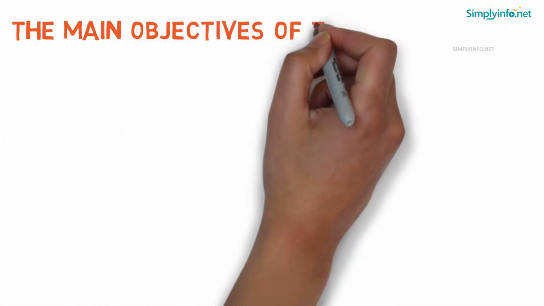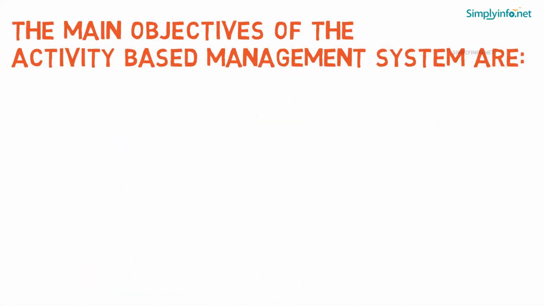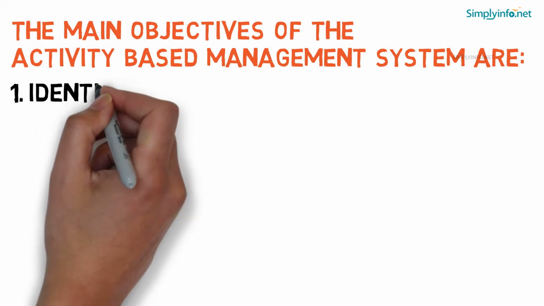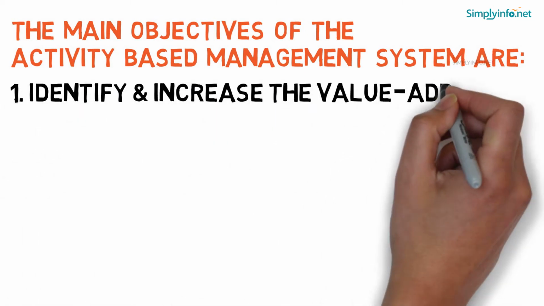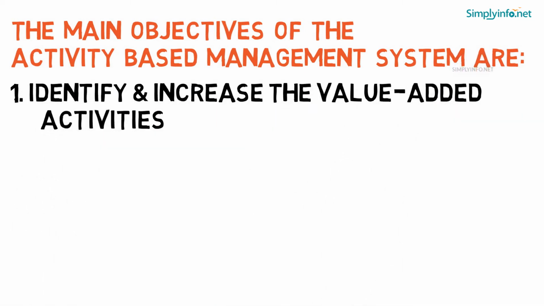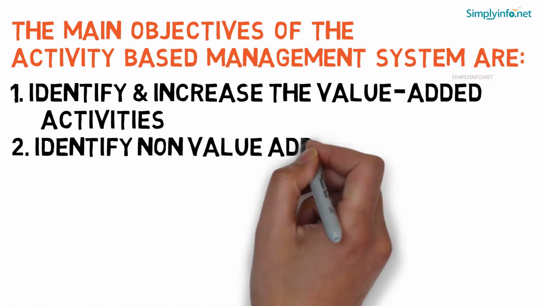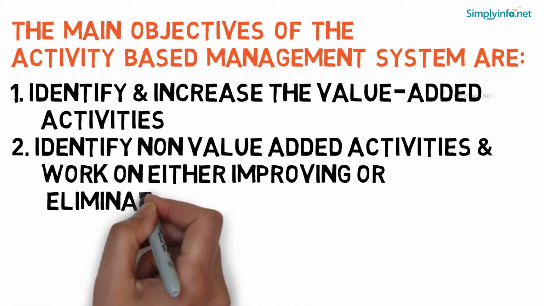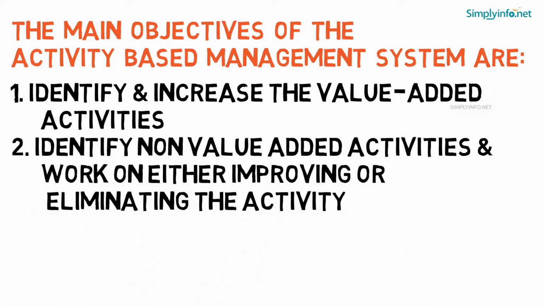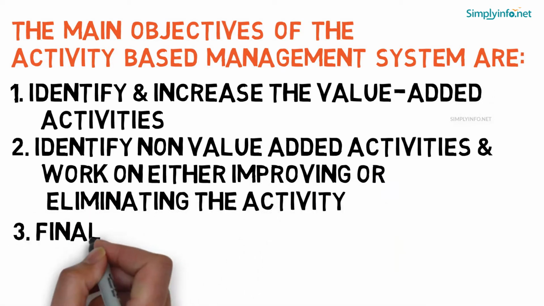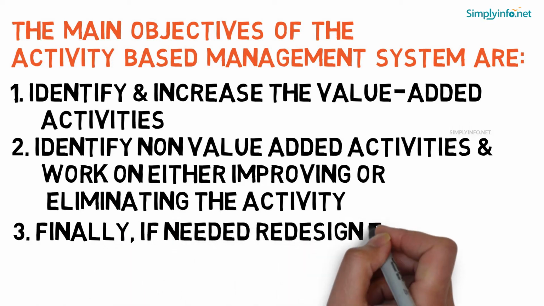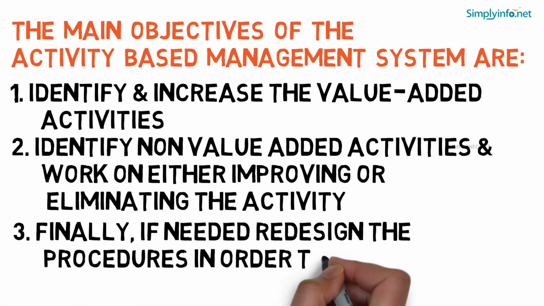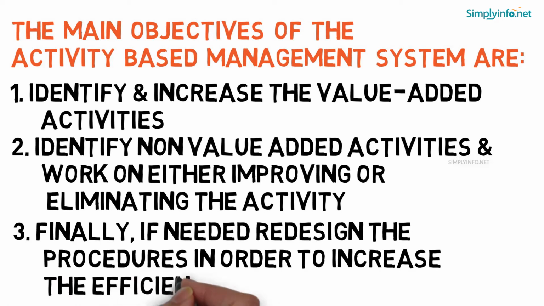The main objectives of the activity-based management system are: Number 1. Identify and increase the value-added activities. Number 2. Identify non-value-added activities and work on either improving or eliminating the activity. Number 3. Finally, it needs to redesign the procedures in order to increase the efficiency and profitability.